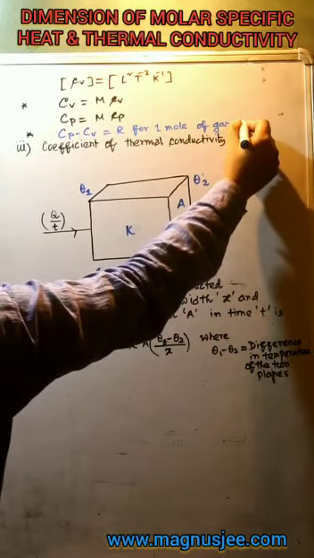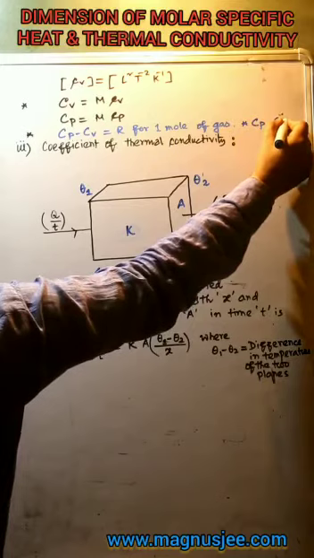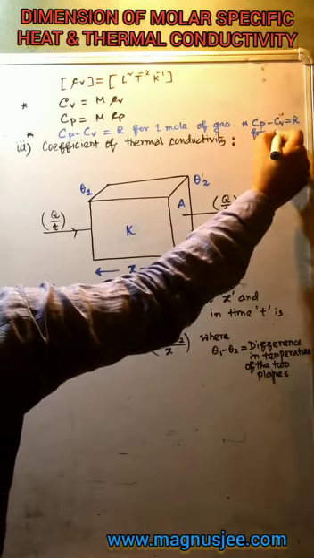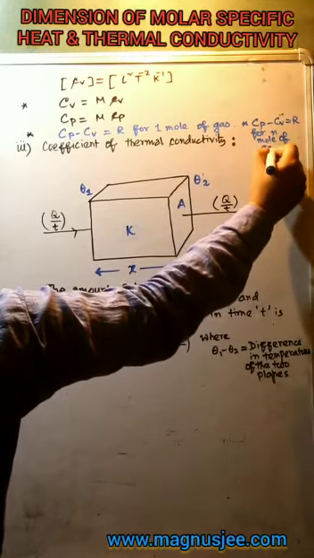Similarly, Cp minus Cv is equal to capital R, and this is also capital R for n moles of gas, not nR.